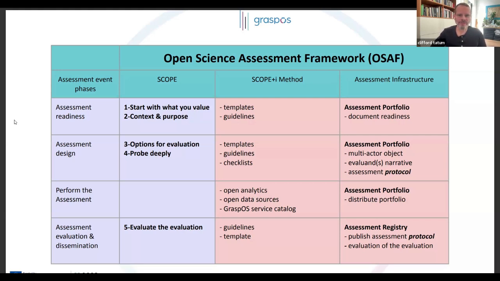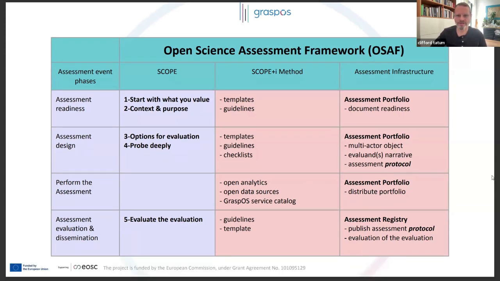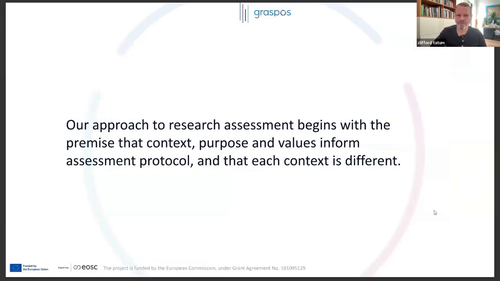Next is to perform the assessment. Here, the assessment portfolio serves as a way to distribute all the same information and content to all the stakeholders involved with the assessment. And then finally, to evaluate the evaluation at the conclusion of the event, and then to publish the protocol, not the people evaluated or the evidence used, but basically to provide a transparent record of what the values, context, and purpose were, and what sort of approach was then enacted. And then to be a resource for others.